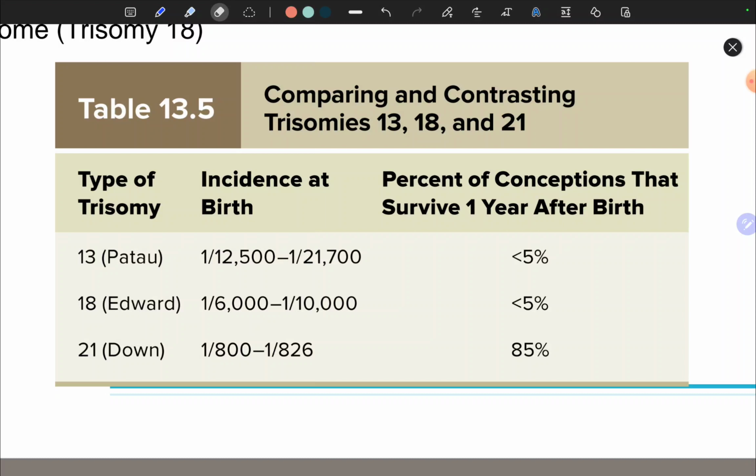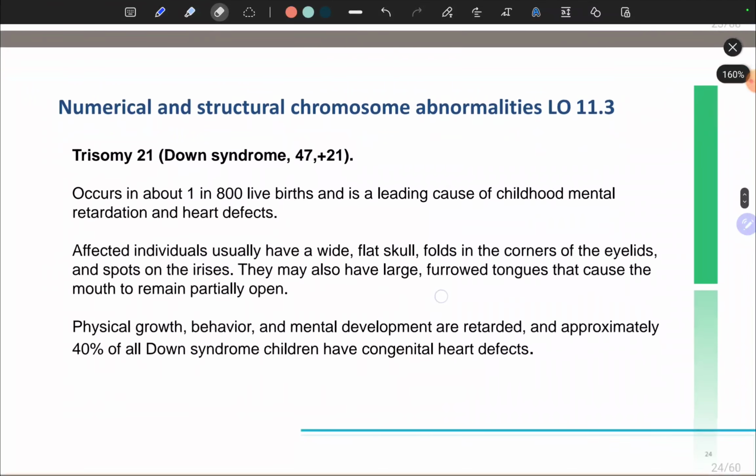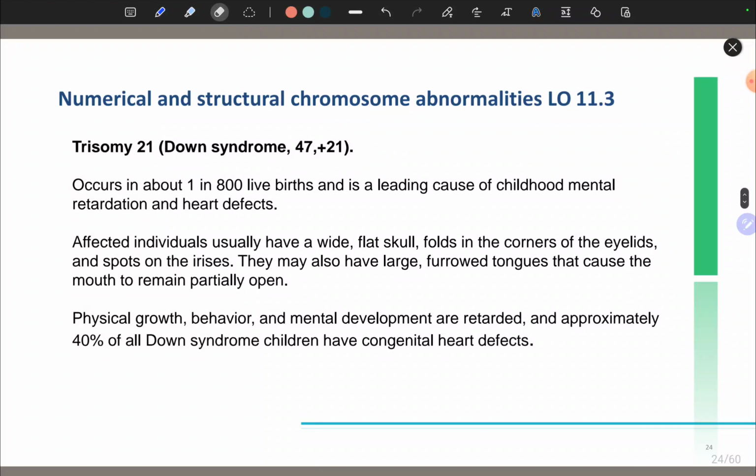So here we have number 13, number 18, number 21, and this is the percent of conceptions that survive one year after birth. You can see the Down syndrome patients will usually survive for many years. So trisomy 21 or Down syndrome is the most common. They occur about 1 in 800 live births.